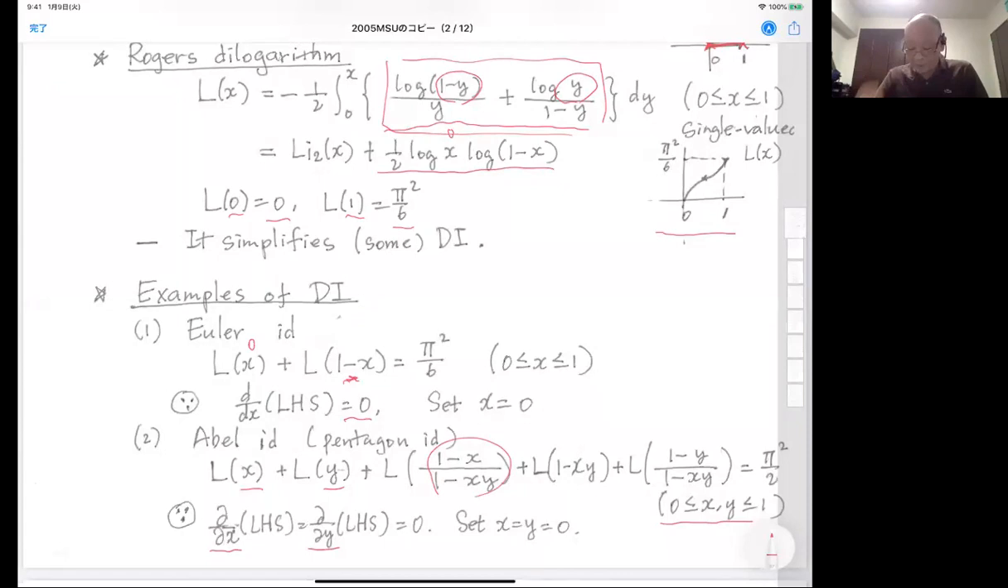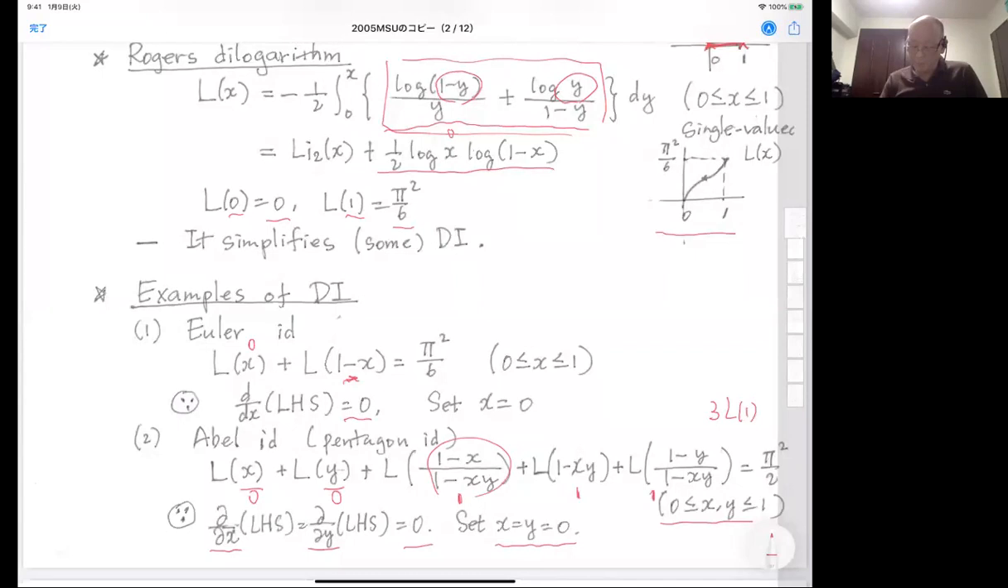But if you add the terms coming from these five terms, then they cancel out, and it is a purely algebraic manipulation. So it is constant. And to know the value, you just set x and y to be zero. Then we have zero, zero, but here we have one, one, and one. So we have three ones. So three times L(1) is the constant value. That is pi squared over two.